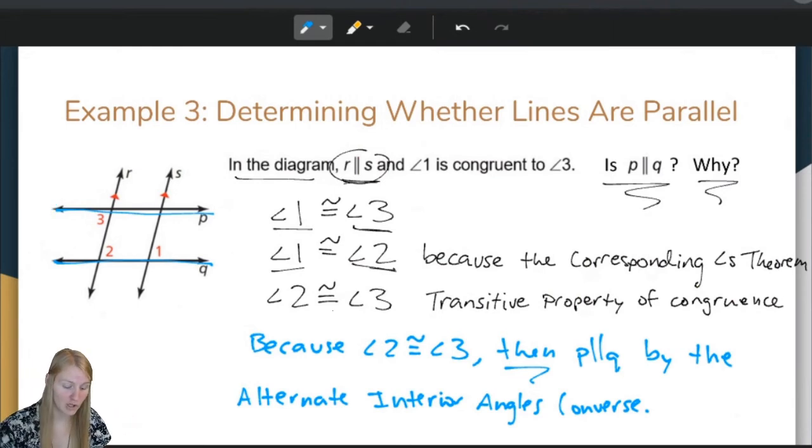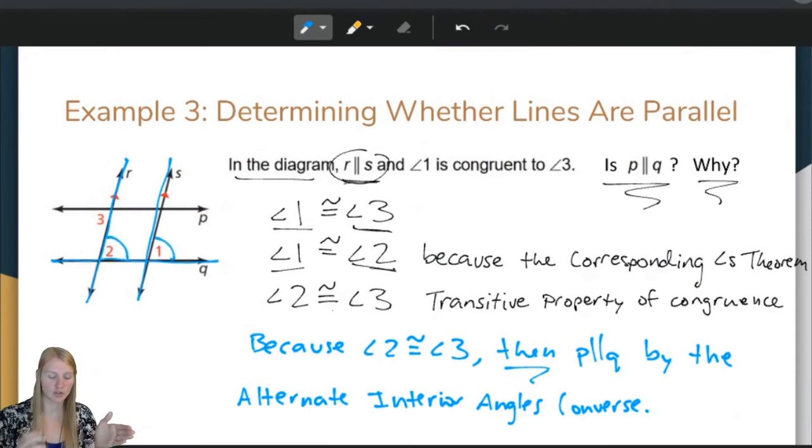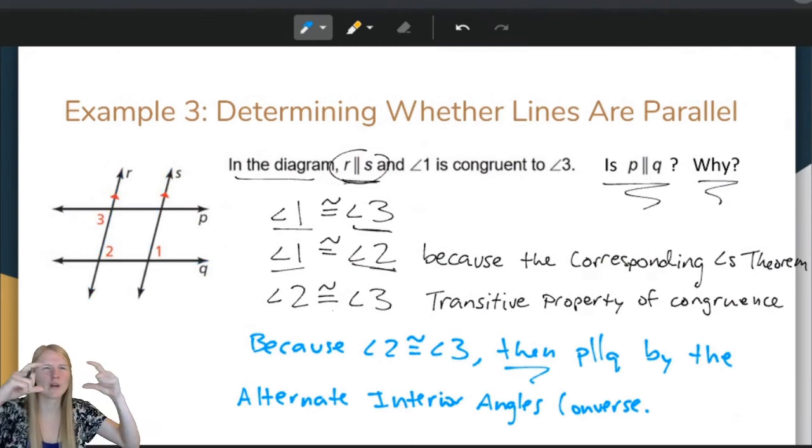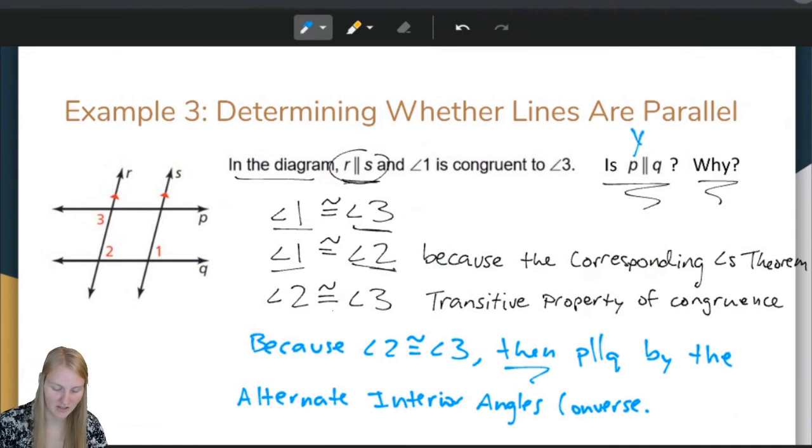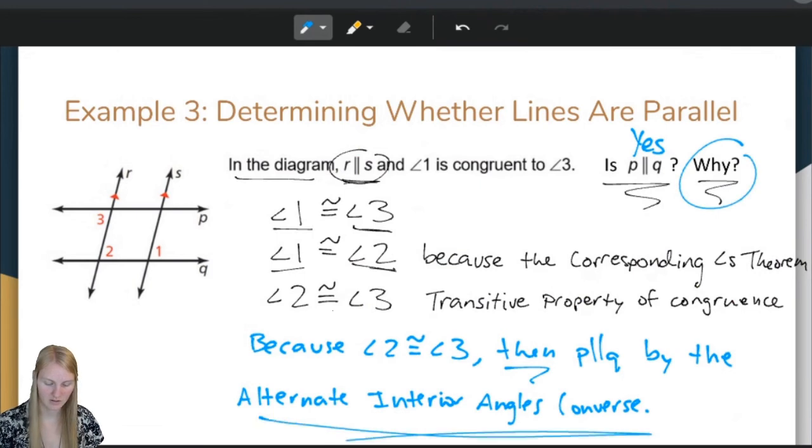For us, we were looking for a relationship between angle 3 and angle 2. So we wanted to look at R being our transversal. And in the beginning, when we looked at these 2 lines, we wanted to notice the relationship between angle 1 and angle 2. So we wanted Q to be our transversal. So make sure you're paying attention to which lines you're looking at and what your transversal is. Okay, so we determined yes, P is parallel to Q. Why? Because of the alternate interior angles converse.